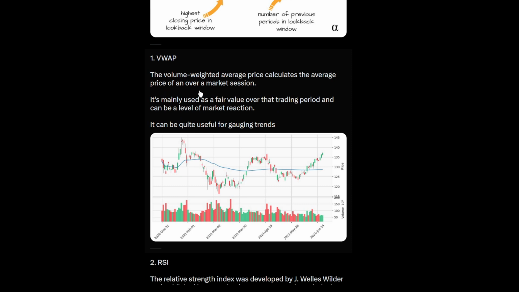Now, first is VWAP. So this is the volume weighted average price, and it calculates the average price over a market session. So that's normally from the beginning of the day. Sometimes it's with pre-market data, sometimes it's not with pre-market data, depending on your settings. And sometimes you can even apply this on a weekly chart and make it use weekly data, for example. Now, it's mainly used as a fair value over that trading period and can be a level of market reaction.